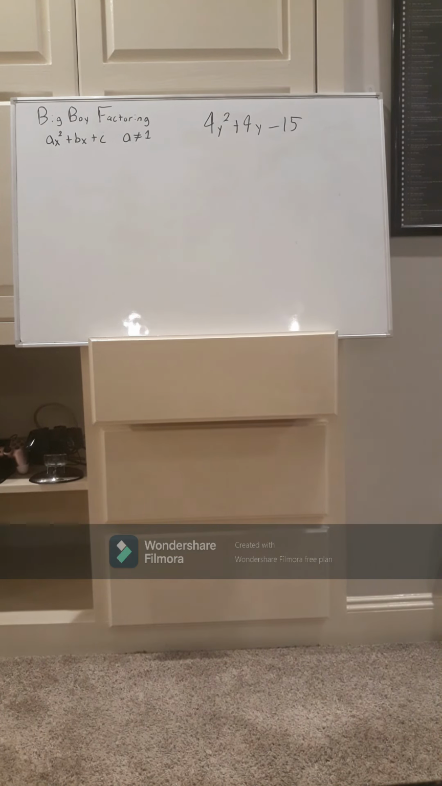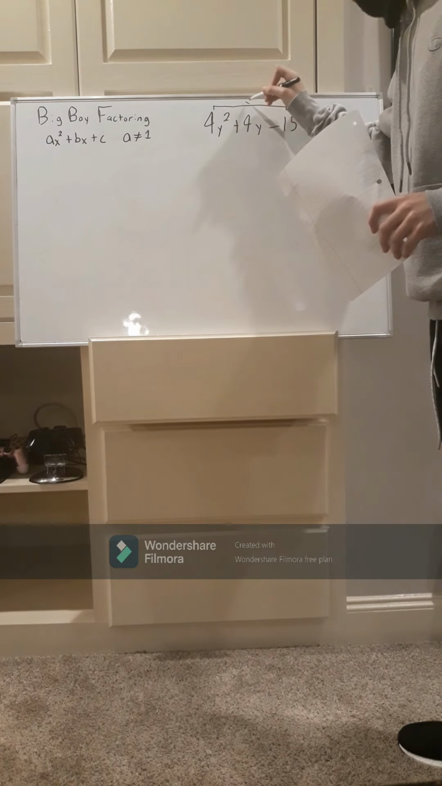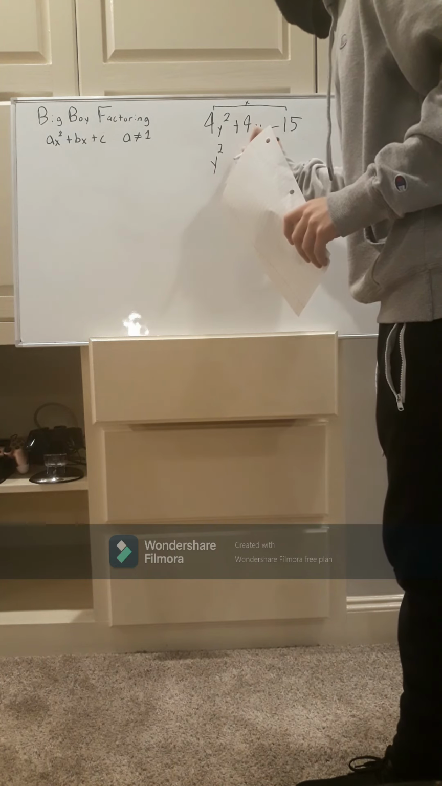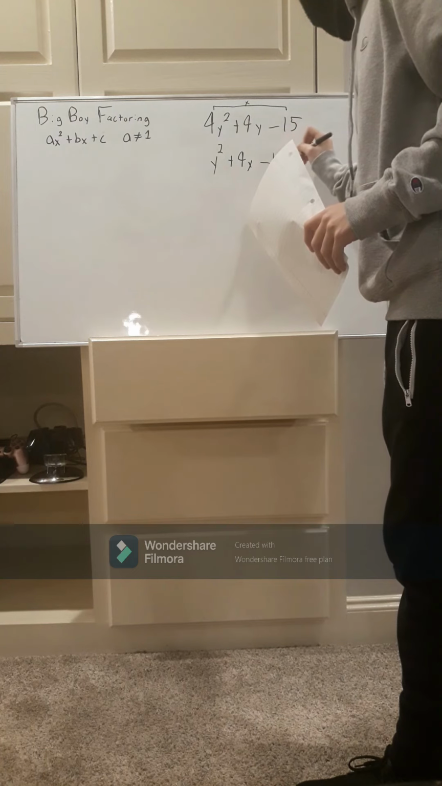Alright, now we're going to be learning about big boy factoring. Big boy factoring is when a is not equal to 1. To start off, we're going to multiply c by a, which is 4, in order to get a equal to 1. So multiply those together, which will be y squared plus 4y minus 60.